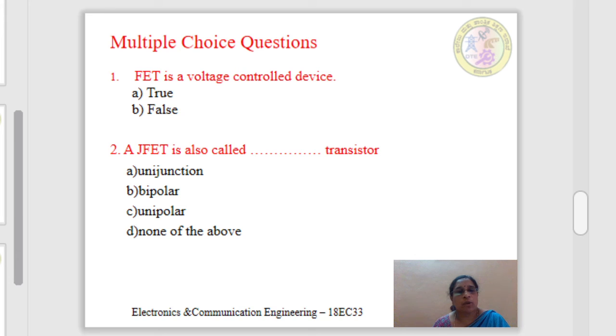And the second one, the JFET is also called a dash type of transistor. So what are the options we have? Unijunction, bipolar, unipolar, none of the above. So it is not a unijunction transistor, as is clear from its structure. Then bipolar, obviously it is not bipolar, because in a bipolar device the current flow is because of both holes and electrons. As it is a majority carrier device, the current flow is either because of the holes or because of the electrons. So obviously the answer here is option C, that is unipolar. In the N channel device it is because of the majority carriers, electrons, and in the P channel device it will be because of the holes.